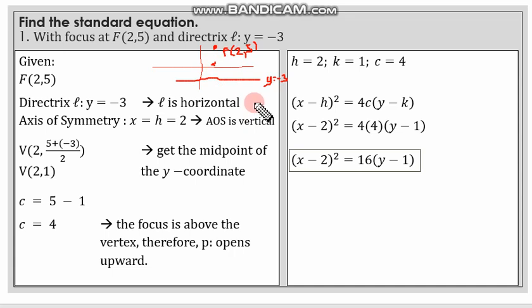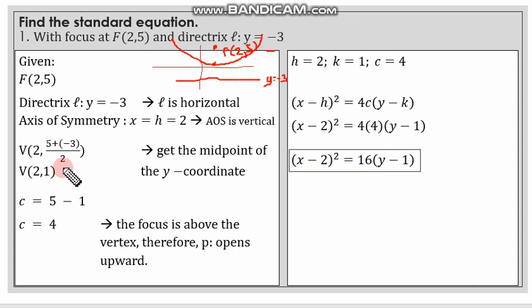So we're expecting that this parabola is opening upward, since the focus is above the directrix. The vertex is in between them, and the parabola always curves toward its focus, so we expect the parabola to open upward.